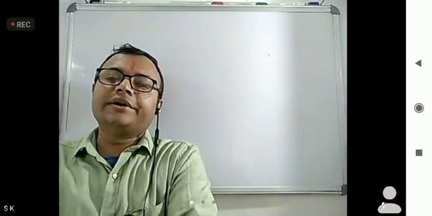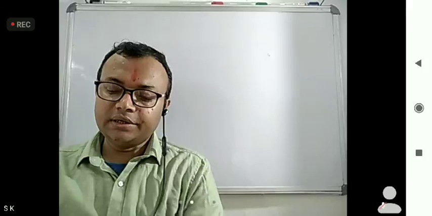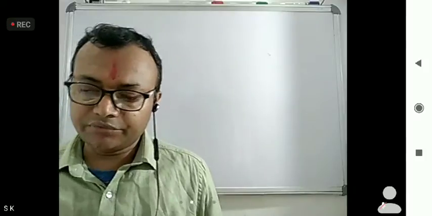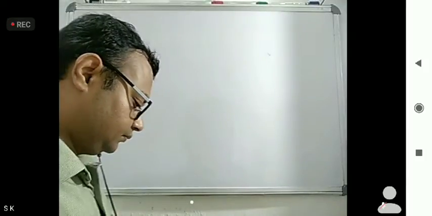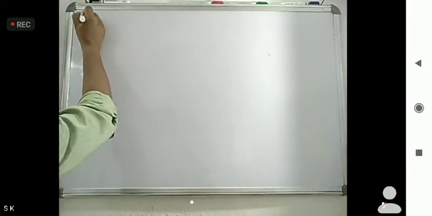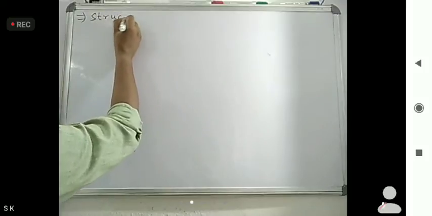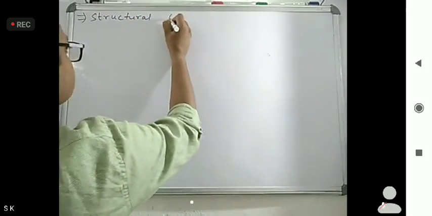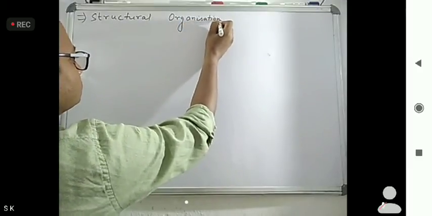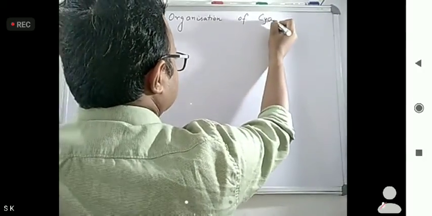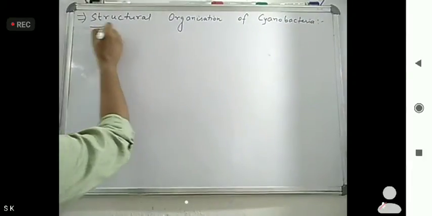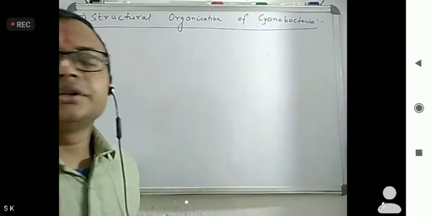Last time we discussed cyanobacteria, also known as blue-green algae. Inside that we saw some features, and then occurrence. Now today we'll discuss structural organization. So today it is the structural organization of cyanobacteria.